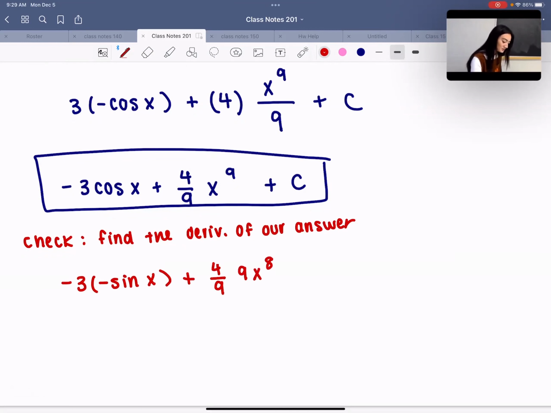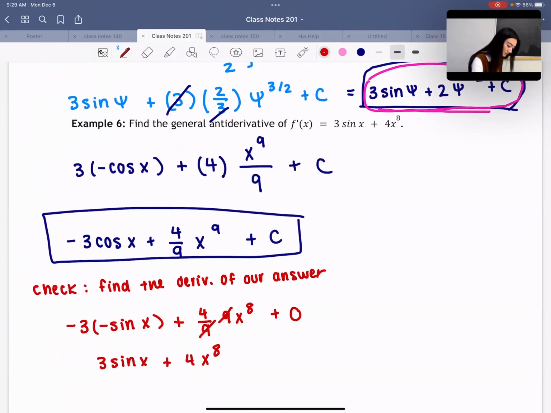And then what's the derivative of any constant C? What's the derivative of like 2? 0. Perfect. So that would be my derivative. Cleaning this up, we have 3 sine of x plus, well, the 9's cancel out, 4x to the 8th. And checking to see, it looks like that is what my function was. So what I found here is a true antiderivative of my function. I was right.